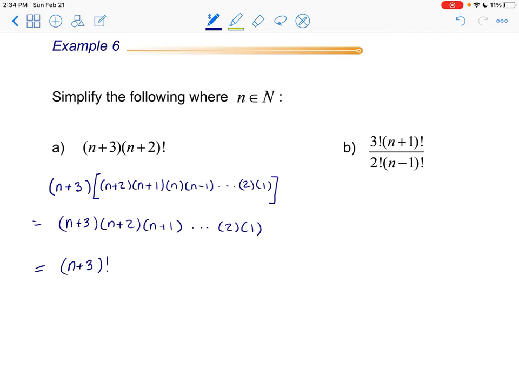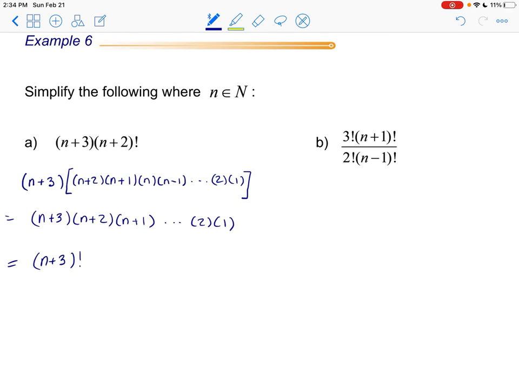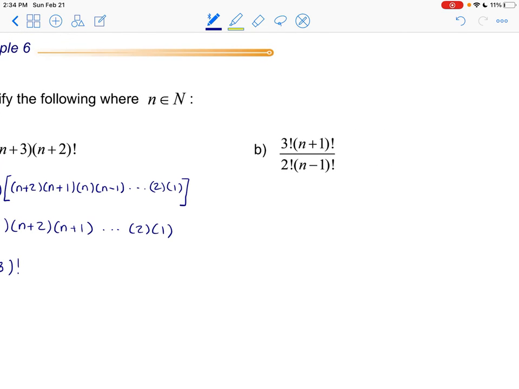We can't actually start multiplying anything that would be inside the factorial. It doesn't help us in any way. So that's it for example A. With this stuff, there's just a couple of little tricks to pick up on when it comes to simplifying factorials.